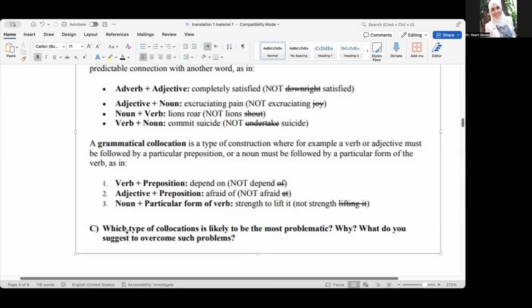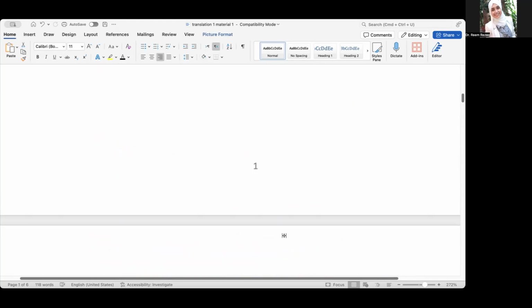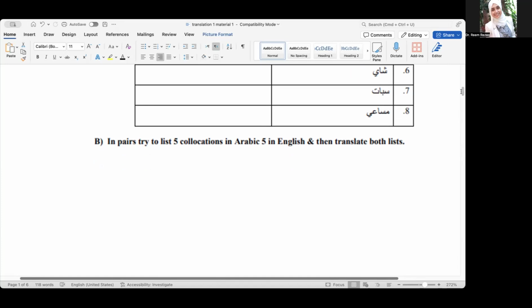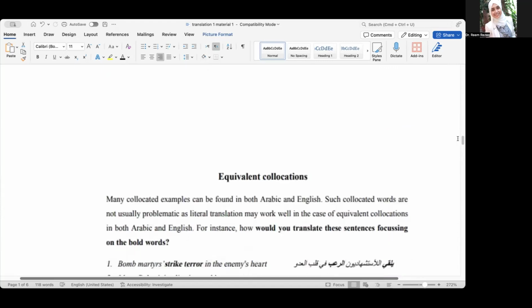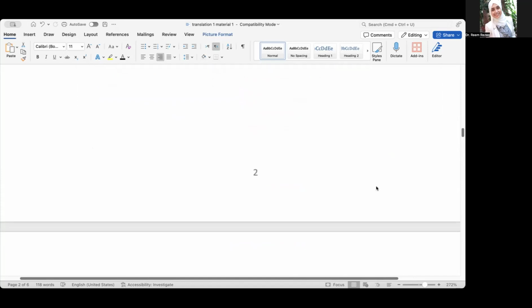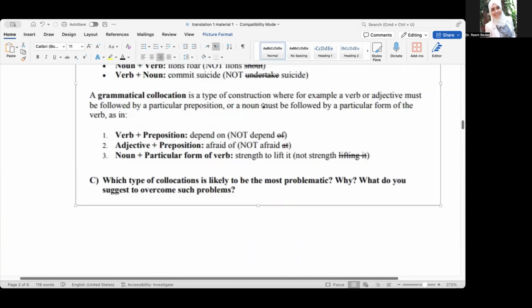So try to answer this question: which type of collocation is likely to be the most problematic? Why, and what do you suggest to overcome such problems? And here also, try just to list 5 collocations in Arabic and 5 in English, okay? And then try to translate them. Just use these 2 questions for the assignment that we're going to send. I'm also going to, inshallah, put an assignment for you on our model, and you can answer these questions.